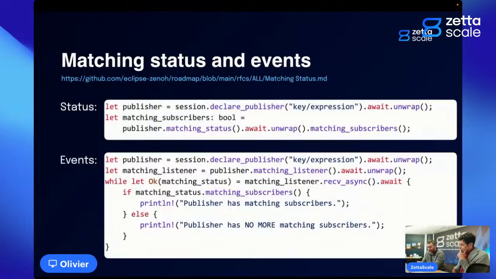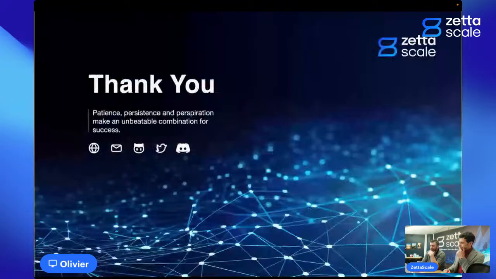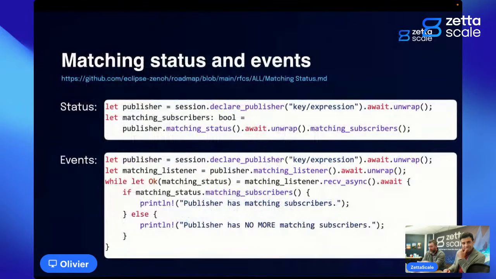Right. So the next functionality is the matching status that you can get when declaring a publisher. Once you've declared a publisher on a given key expression, you can ask for its matching status, and ask for its matching subscribers, and this will return a boolean. Are there matching subscribers, yes or no, for this publisher? So already it's a bit more fine-grained, because you know for this key expression if there are matching subscribers.